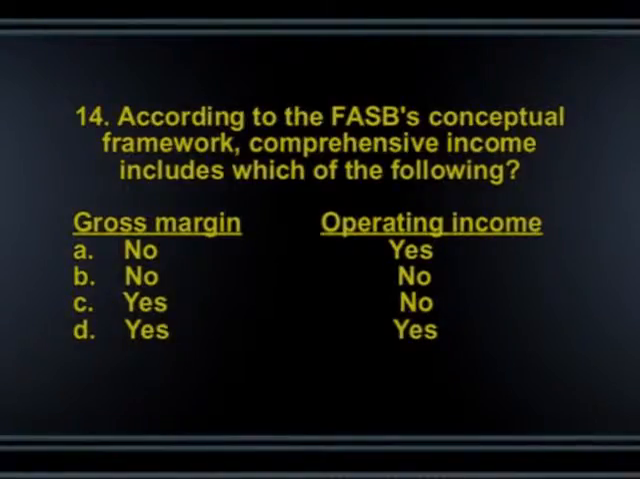Comprehensive income. So gross margin is on the regular income statement, therefore it's in comprehensive income. Operating income is on the regular income statement, therefore it's in comprehensive income. So the answer here should be yes, yes. So number 14, answer should be D.